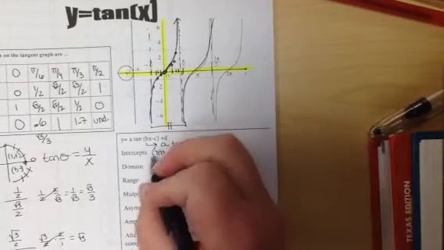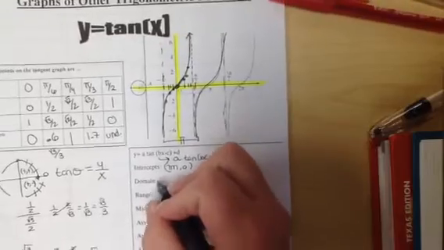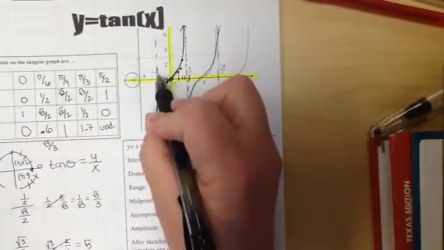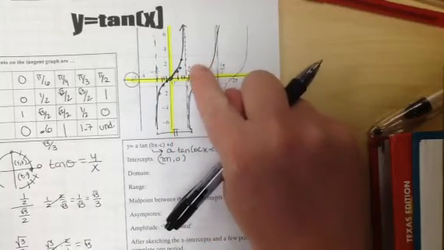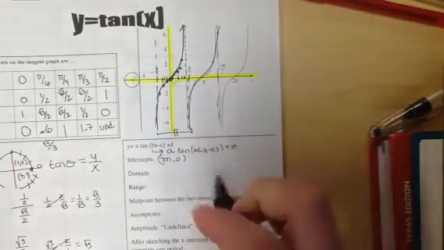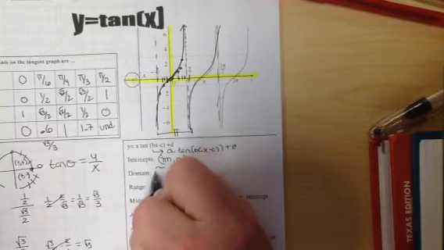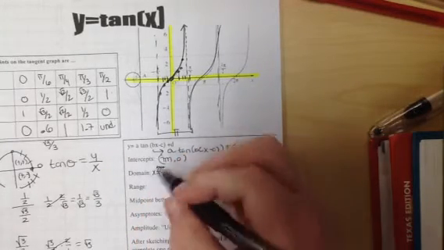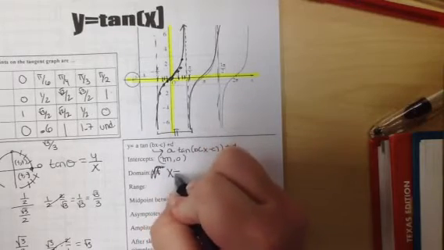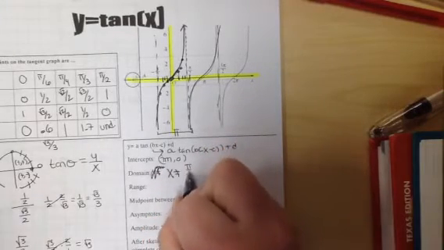The domain. The domain for tangent is different than the sine and cosine graph because there are asymptotes. So like I can never be negative pi over 2, and I can never be pi over 2, and I can never be 3 pi over 2. So x cannot equal pi over 2.